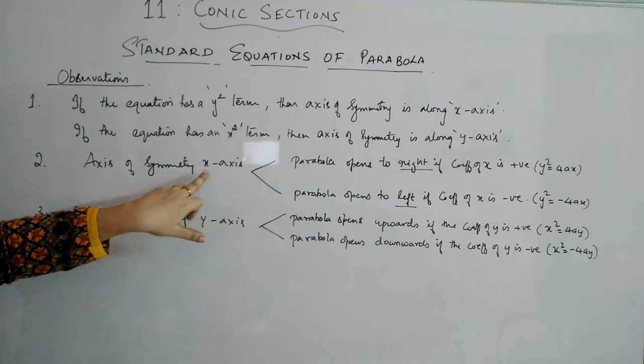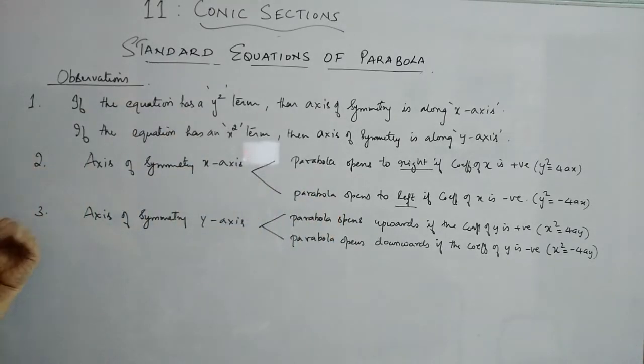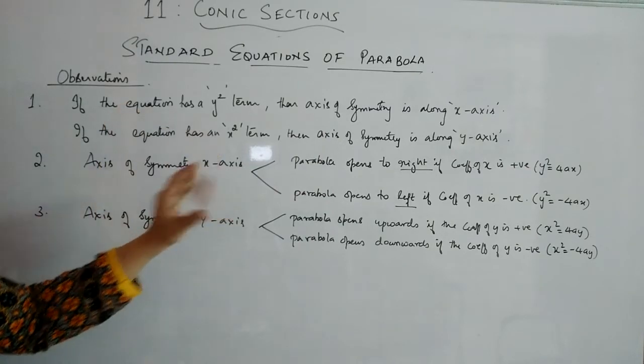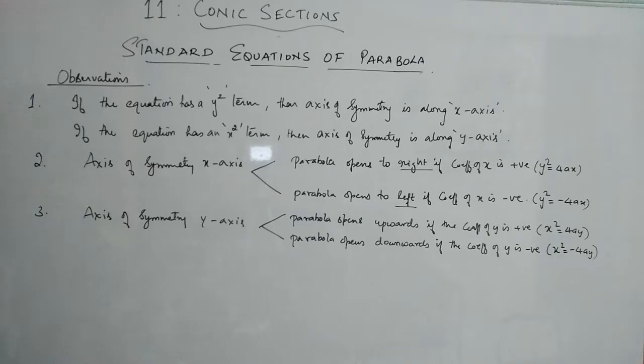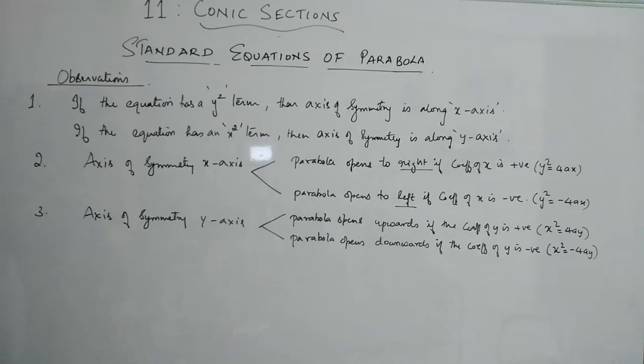Because for axis of symmetry along the x axis, you have two cases. Either it can be to the right side or it can be to the left side. Now how will you know whether it is right side or left side? If the coefficient of x is positive, then it is right side. If the coefficient of x is negative, then it is left side. Again, for axis of symmetry along the y axis, you have two cases. Either it can be upwards or downwards. Upwards means the coefficient of y will be positive and downwards means the coefficient of y will be negative. That is, if it is x square equal to 4ay, then the parabola opens upwards, and if it is x square equal to minus 4ay, then the parabola opens downwards.